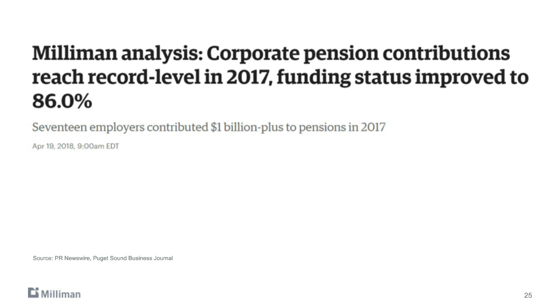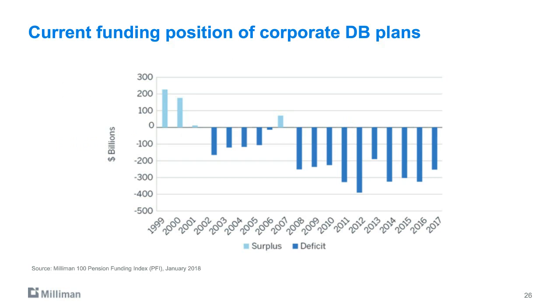This shows the position of those 100 biggest pension plans over the last 20 years or so, and you can see that they were in a surplus position in 1999, 2000. The dot-com bubble caused them to be underfunded. They just got overfunded again, and then since the housing and financial crisis, we've really seen those plans struggling to get back to fully funded.